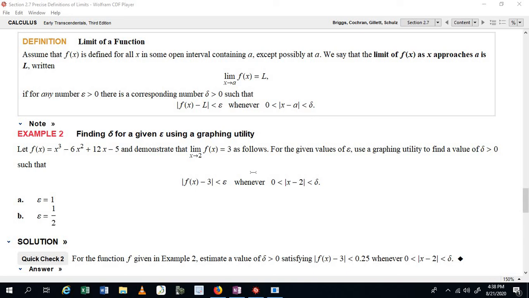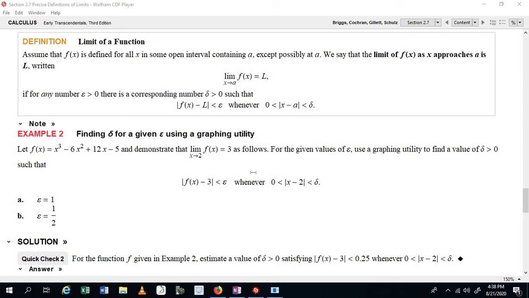Hello again. In this video, we're going to go over section 2.7, which is about a more precise definition of the limit of a function. And it's known as the epsilon delta definition of the limit of a function. Okay, so here's what the definition says.